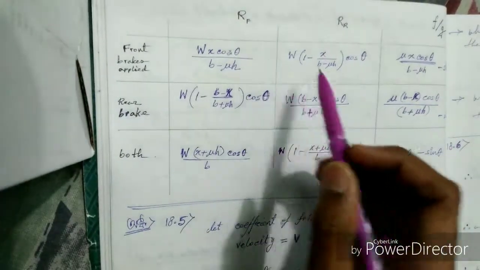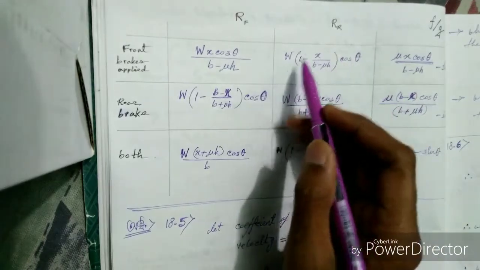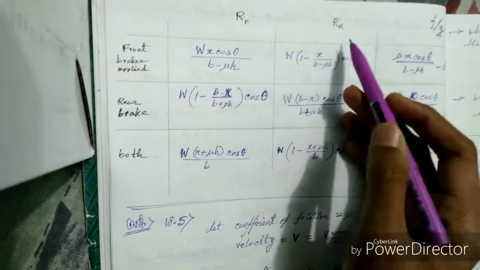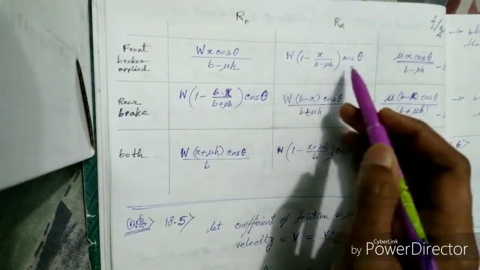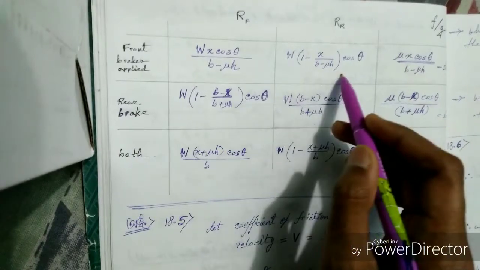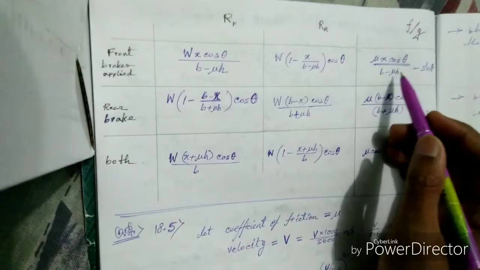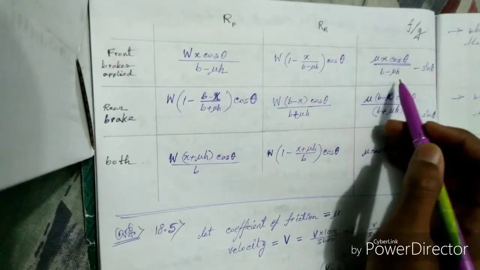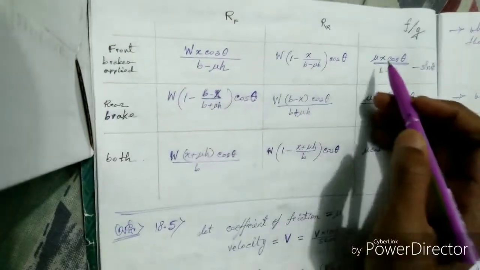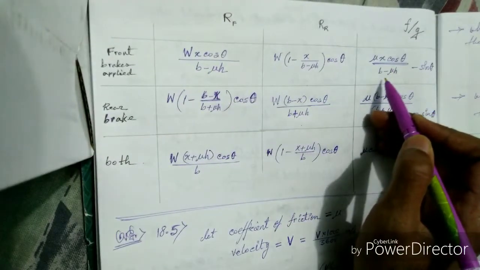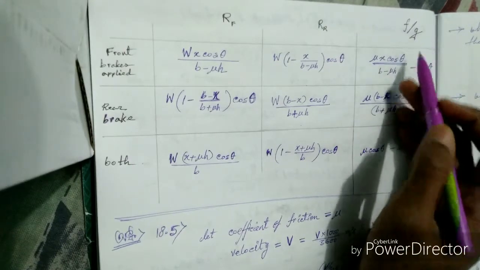Okay, now for the rear wheel, if you want to get the reaction force for rear wheels, simply subtract this term, that is RA, from W cos theta and take the W cos theta common, and this will result in this way. So there is a similarity you will find. Now for F by G, you can see that there is no weight involved. See clearly, instead of W, here a mu comes. So mu X cos theta divided by B minus mu H minus sin theta will give you the F by G value, or alpha by G value.